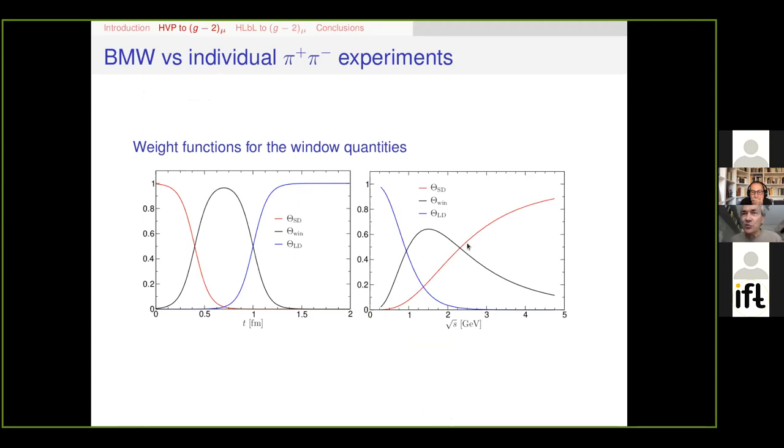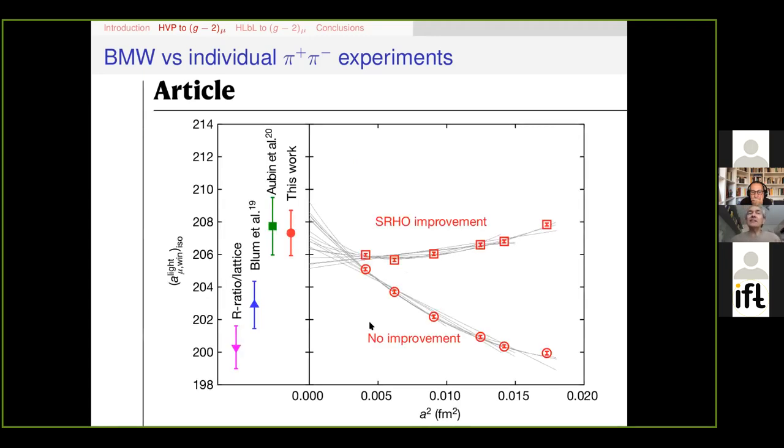And using these weight functions, you can now calculate the same quantity with input from data, from e+e- data, and you see that it's lower. So there's a significant difference between lattice and data-driven also for this quantity.